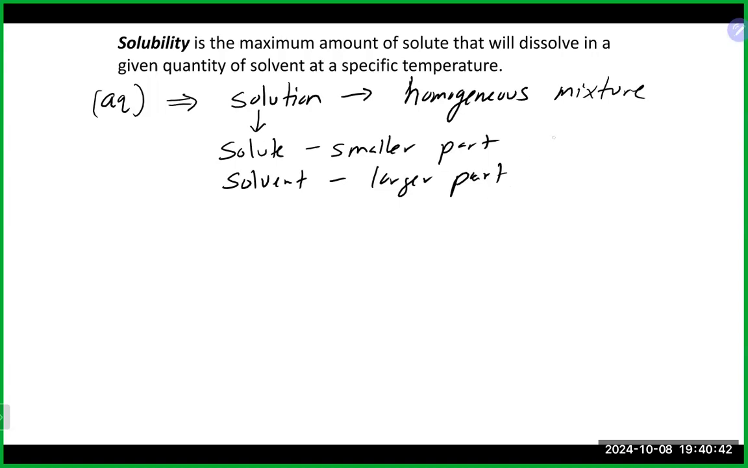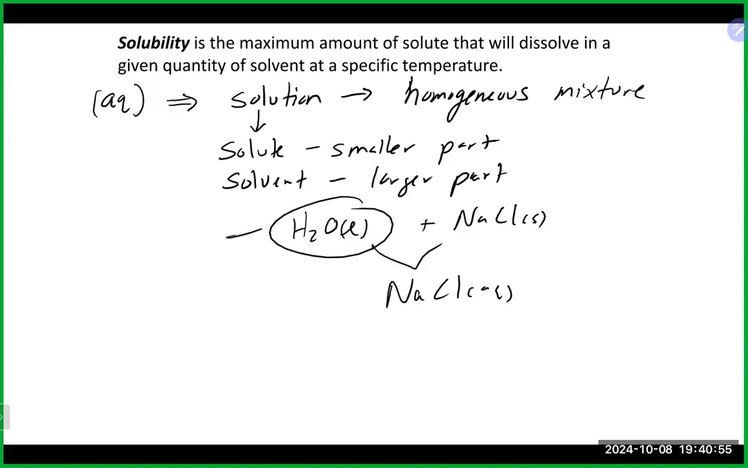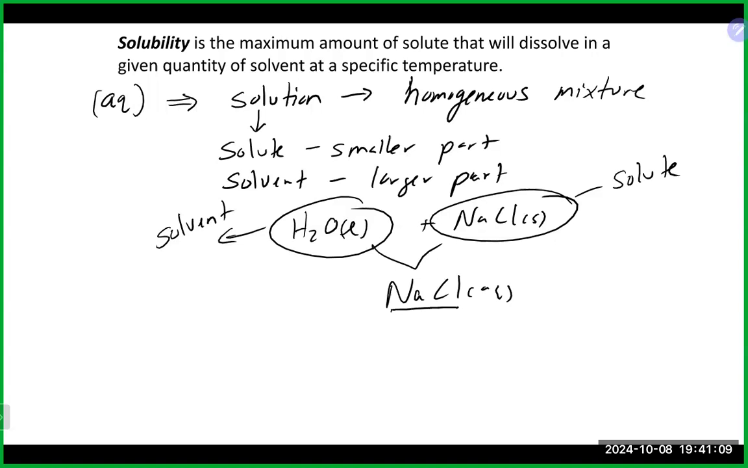So as an example, what we talked about a second ago, I had my water. I'm going to dissolve sodium chloride in water to make a sodium chloride solution. Water here is the larger part. That is my solvent. The sodium chloride in this case would be my solute. How do you know what the solute is in a solution? It's pretty simple. It is the name of the solution. So if you have a sodium chloride solution, sodium chloride is your solute. If you have a potassium chloride solution, potassium chloride is your solute. So usually the name of the solution is the solute.